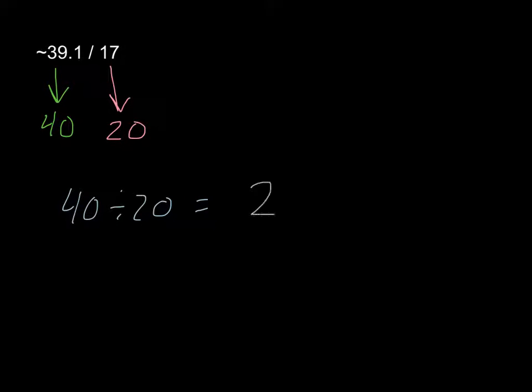The first thing I'm going to do is round 39 to 40, because I know that's an easy number to work with. And then 17, I will round to 20. And I know that 40 divided by 20 is an easy number to do in my head, which is equal to 2. And that is my first solution.